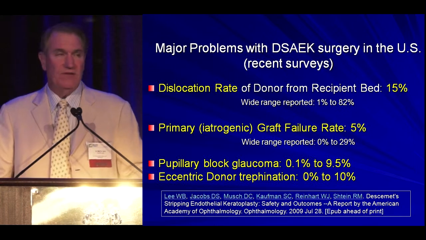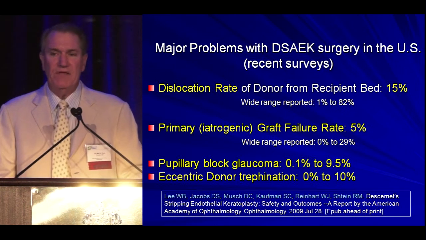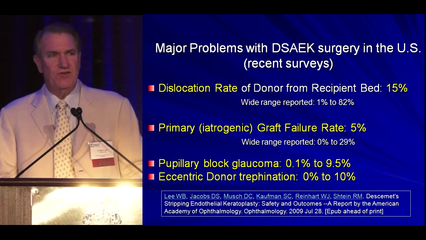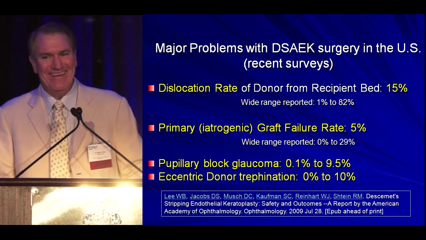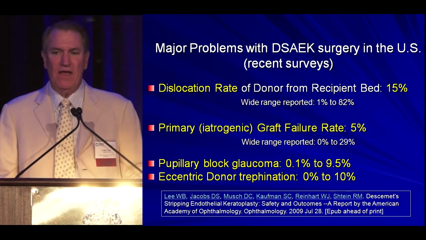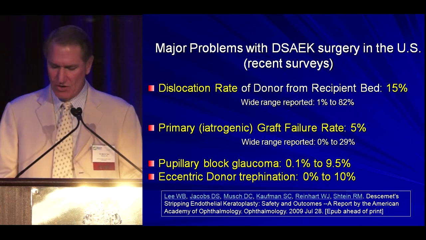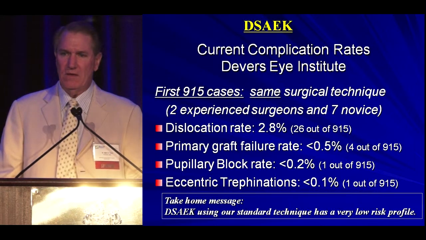Well, the major problems, as you've heard, with any type of endothelial keratoplasty is the dislocation rate. Other problems are the primary graft failure rate and the pupillary block, and then eccentric donor trephination, I think, is a cause, as you heard in the first talk about eye banking.